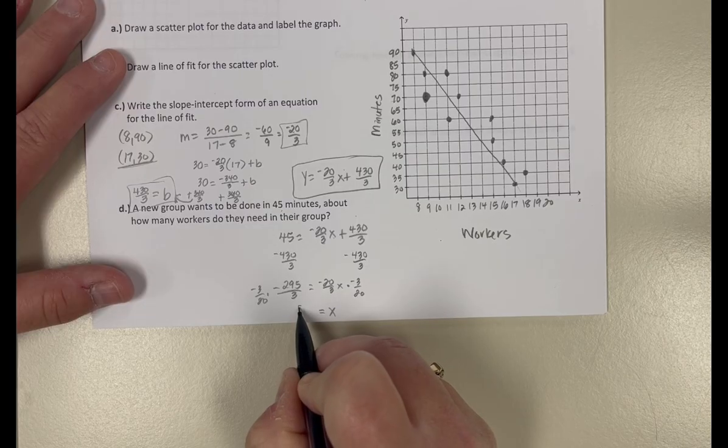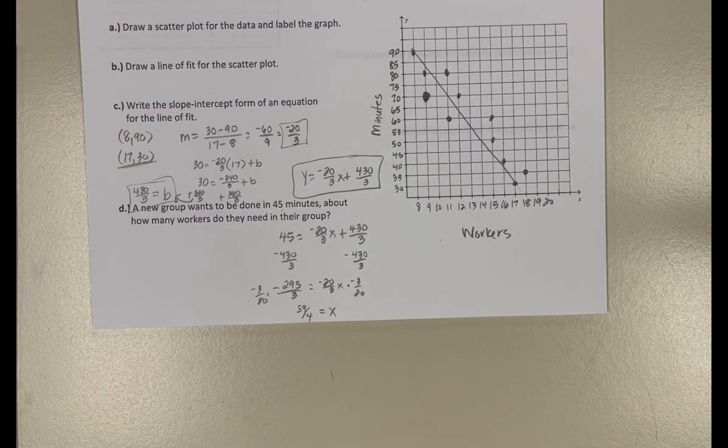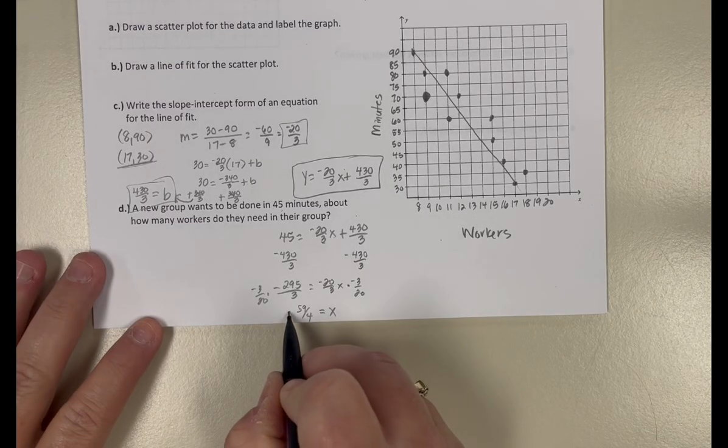59 what? Fourths? Okay. So that's our answer, but we want number of workers. Does it make sense to say 59 fourths workers? No, so this is when we need to turn it into a decimal. What's 59 fourths as a decimal?